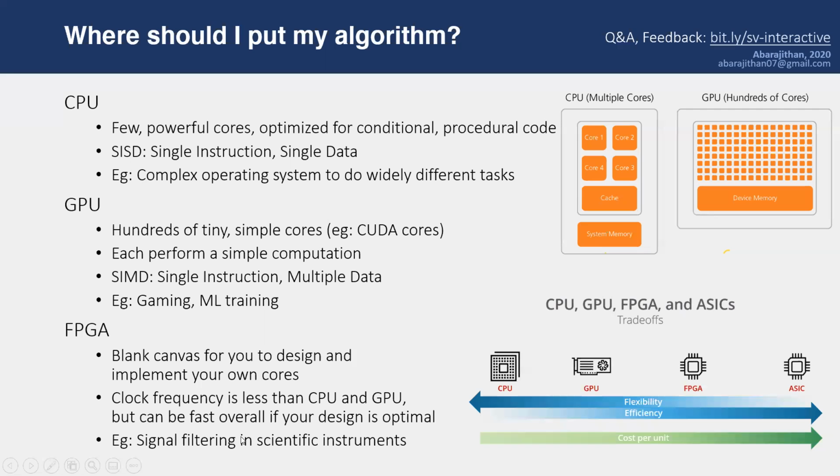But if you can design a very optimal digital circuit, then you can beat the CPU and GPU in speed. FPGAs are about 10 or 20 times slower than a CPU, but if you can make a digital design architecture that is, say, 100 times faster than a CPU architecture, then the FPGA is definitely going to be faster. Then where is an FPGA used? It's used in signal filtering and in scientific instruments, things like that.